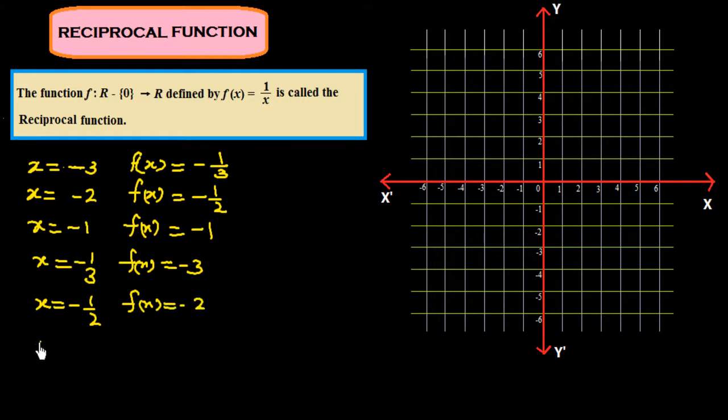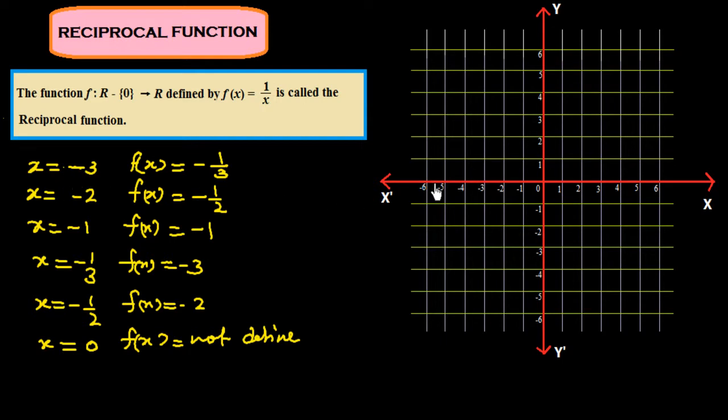If we take x equal to 0, what do we get here? We get f of x not defined, which is infinite. Now we plot these points on this graph. We see what happens now.